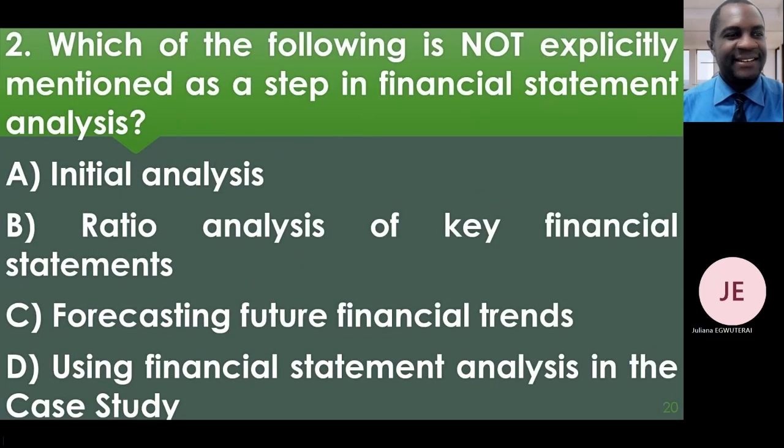Which of the following is not explicitly mentioned as a step in financial statement analysis? A, initial analysis. B, ratio analysis of key financial statements. C, forecasting future financial trends. D, using financial statement analysis in the case study exam. That was fast. C. You're sure? Yes. Okay.